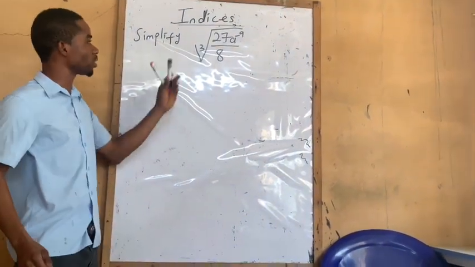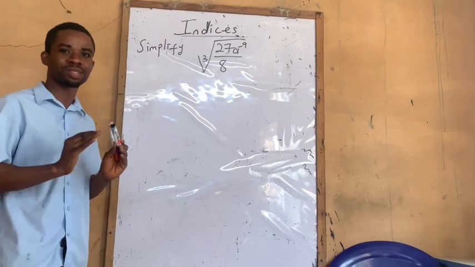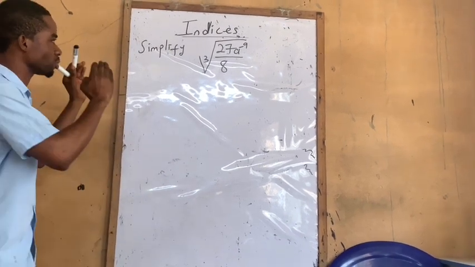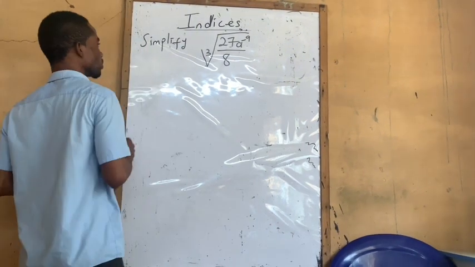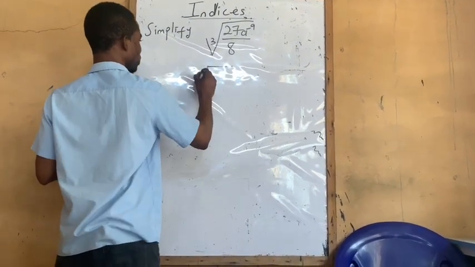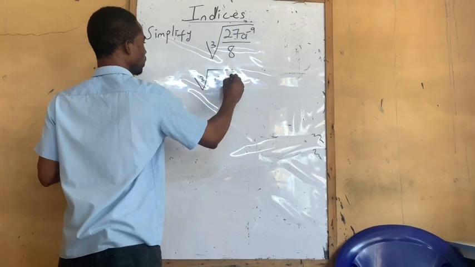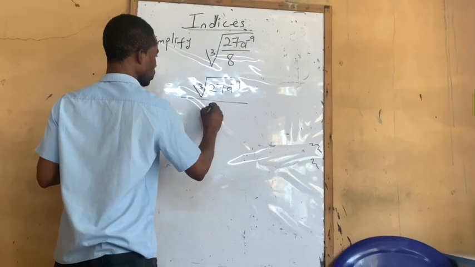Now, this is another question on indices. It's under your fractional law. I'm going to break it down so that you understand how to tackle any questions on that. Now, what you do is that you can split it first like this. Cube root of 7a raised to power minus 9, all over cube root.